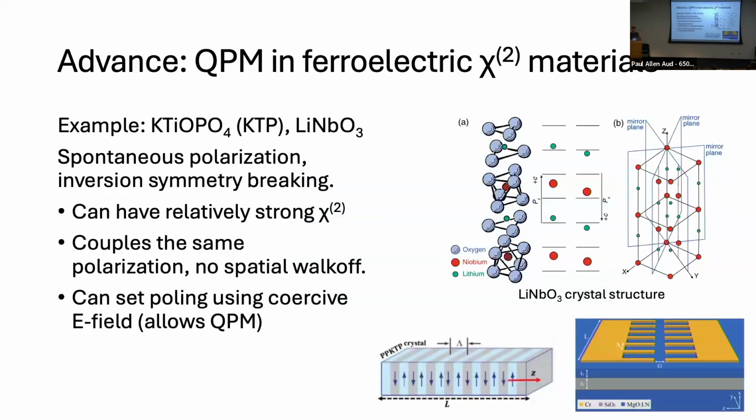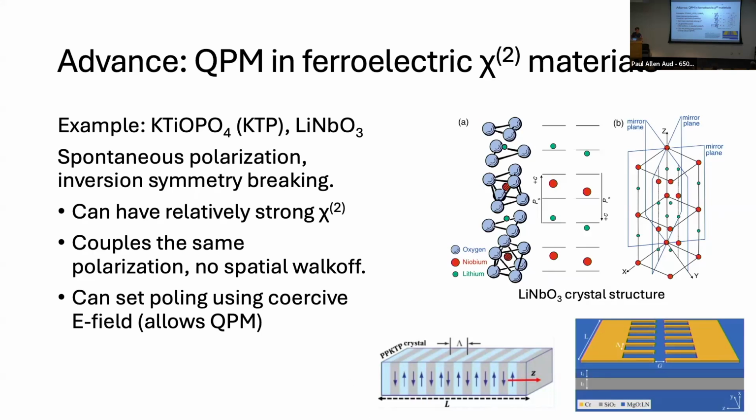Yeah, so quasi-phase matching, that was just a concept, but later on, this was realized experimentally in ferroelectric chi-2 materials. So these are materials like KTP and lithium niobate where the nonlinear polarization is due to the ferroelectric symmetry breaking. And so by applying strong coercive electric fields, you can force this symmetry breaking to go in one direction or another.